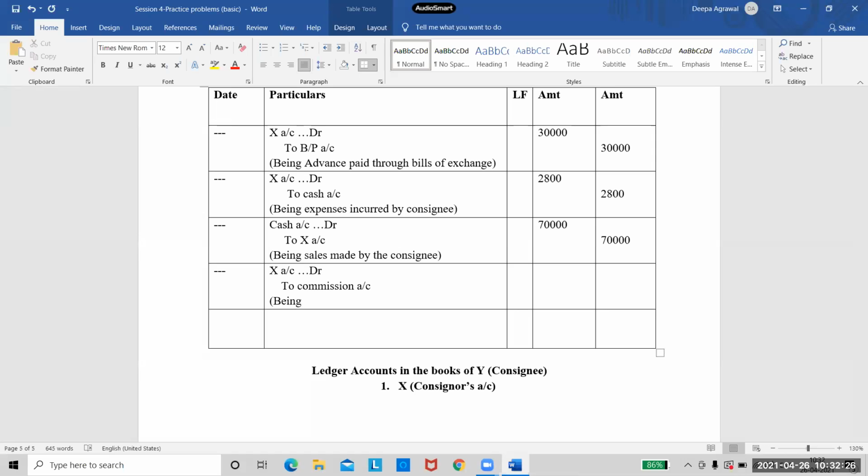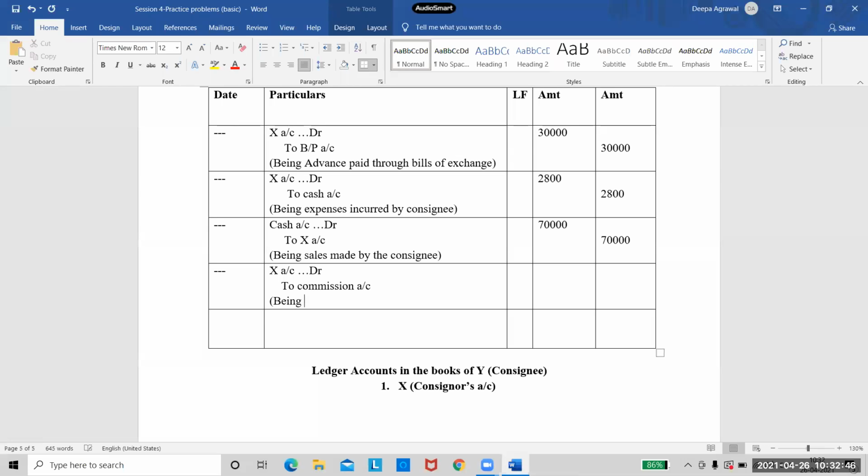Is that clear? Yes. See, even expenses, even sales, consignee is spending here or receiving here. Later on, what he is doing, from the final amount, he is deducting whatever he spent, he is deducting his commission also and sending off the final amount to the consignor back.